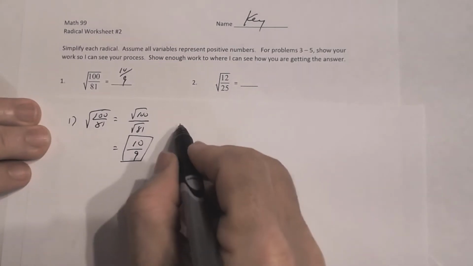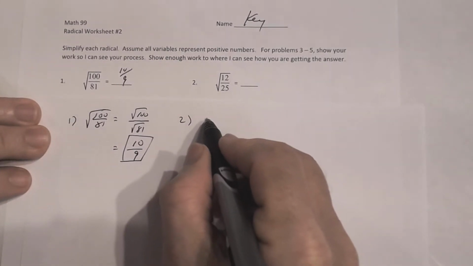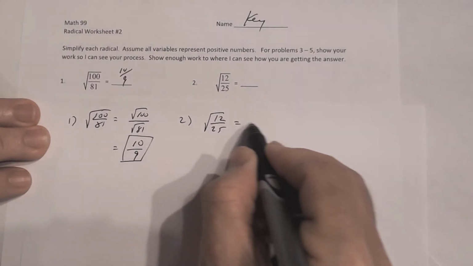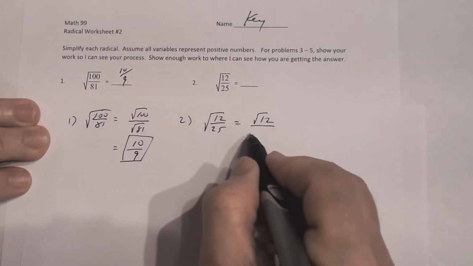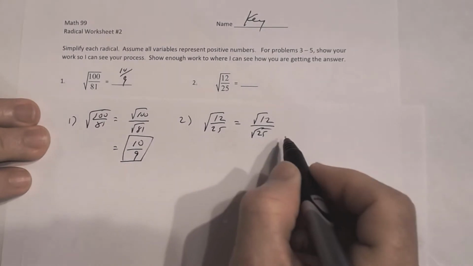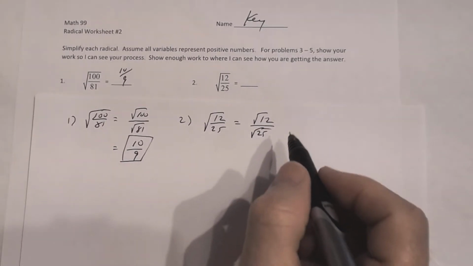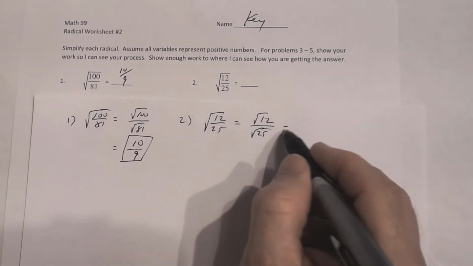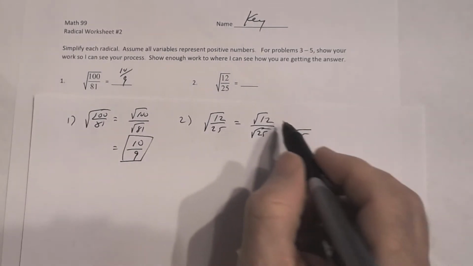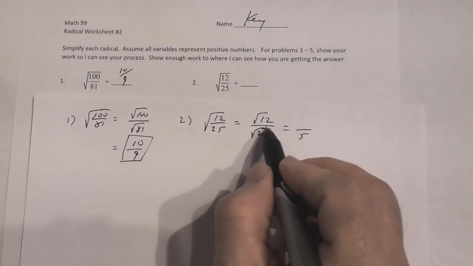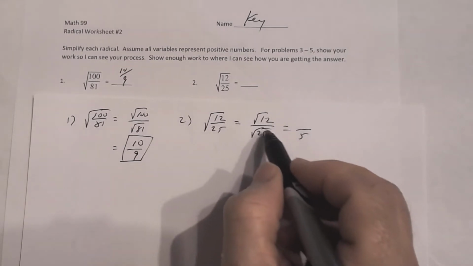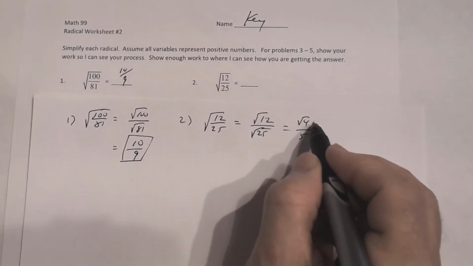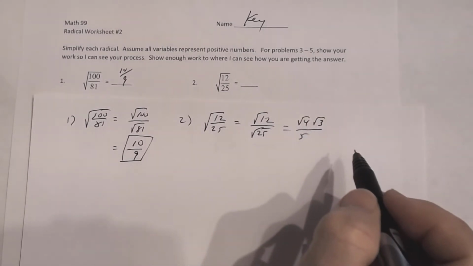Okay, number 2, using the quotient rule again, the square root of 12 25ths is going to be the square root of 12 divided by the square root of 25. All right, now you've got to simplify each one of these. The denominator is easy because 25 is a perfect square, so that's going to be 5. The numerator, let's think about this. The square root of 12, what's the largest perfect square that goes into 12? Well, that's going to be 4, so I can rewrite this as the square root of 4 times the square root of 3 using a product rule.